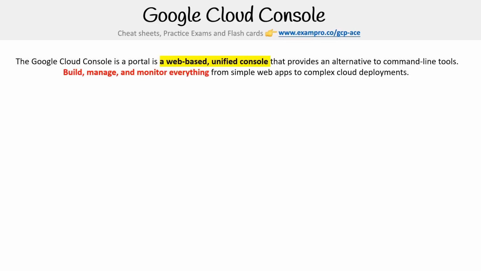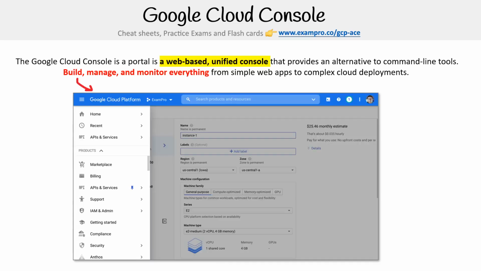And this is a portal that is a web-based unified console that provides an alternative to the command line tools. It allows you to build, manage, and monitor everything from simple web apps to complex cloud deployments. And so this is generally the main way you're going to be interacting with Google Cloud because it's the easiest way to do it.